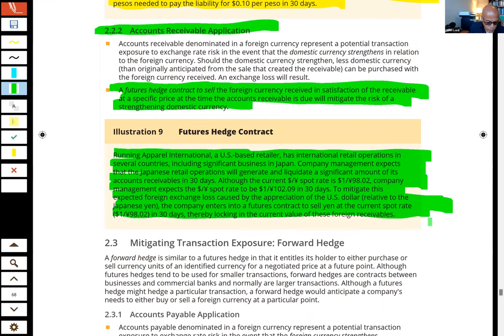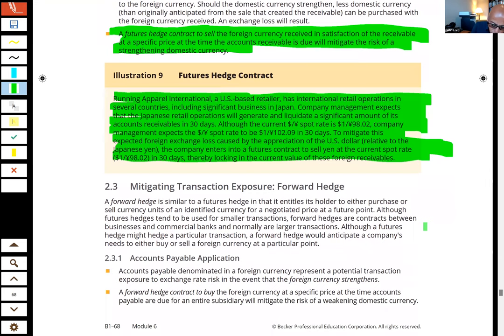Now, you could also use forward hedges. A forward hedge is similar to a future hedge and entitles the holder to either purchase or sell currency units of an identified currency at a negotiated price at a future point. Although future hedges tend to be used for smaller transactions, forward hedges are contracts between businesses and commercial banks and are normally for larger transactions. So you can flashcard that. That's the difference between a forward and a future.